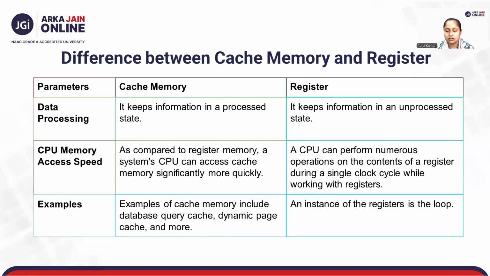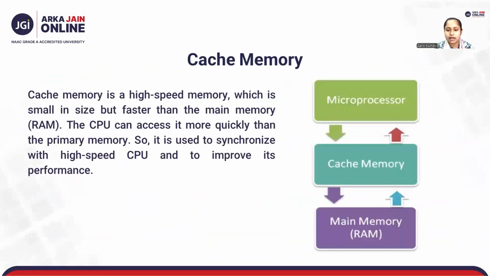Examples of cache memory include database query cache, dynamic page cache, and more. For registers, an instance of a register is a loop. Next, we have cache memory. Cache memory is high-speed memory which is small in size but faster than the main memory. The CPU can access it more quickly than the primary memory, so it is used to synchronize with the high-speed CPU and to improve its performance.